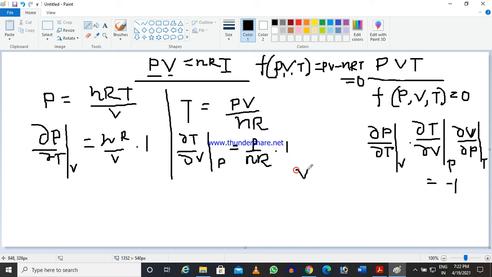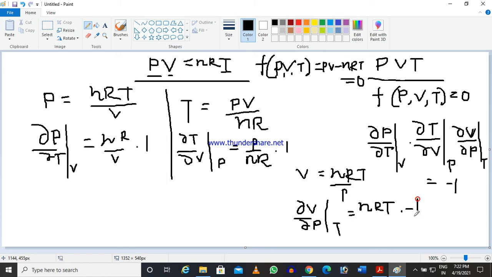Now V is equal to nR by P into T. So here T is constant, so now del V by del P at constant temperature, so nRT will come out, and del P of 1 by P, which is nothing but minus 1 by P square.